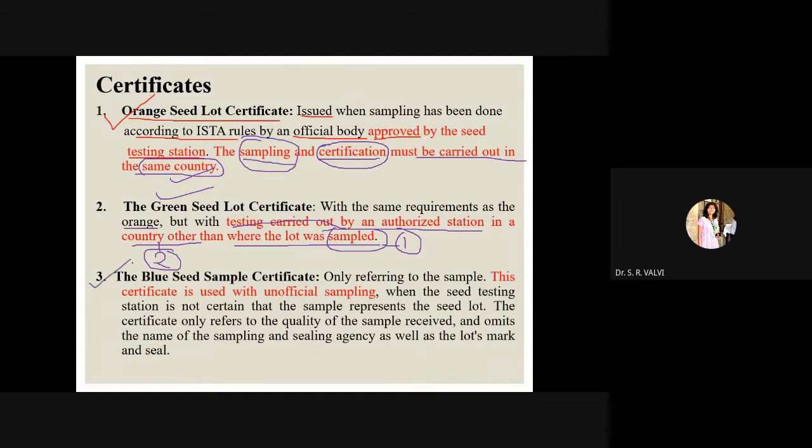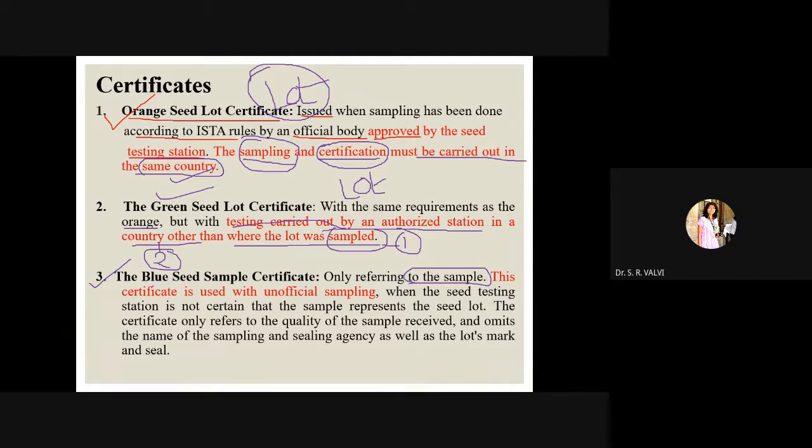Come to the third point, that is the blue seed sample certificate. This only refers to the sample. Here we have used the word lot, in the case of orange and in the case of green. Lot is nothing but what? It is a bigger number, a large quantity of seeds with you, and you are doing the certification of that particular lot.